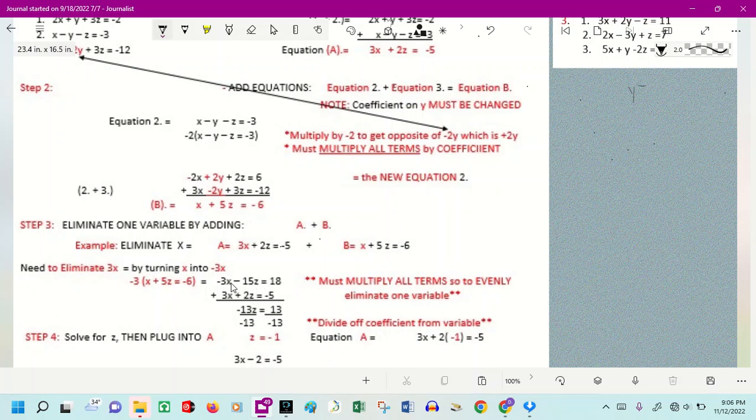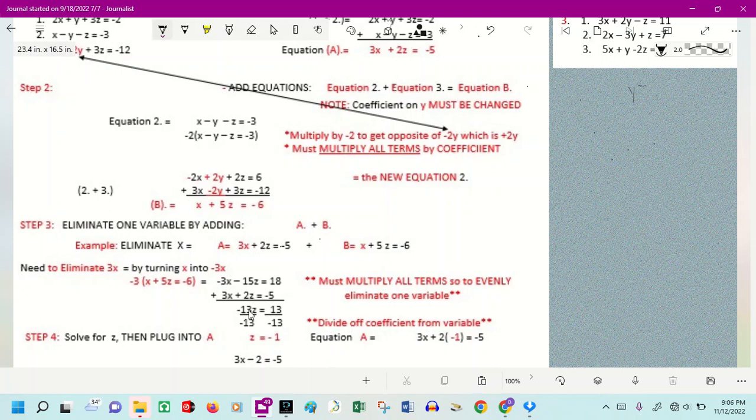And we can now add it to equation A. Negative 3x and a positive 3x cancel out to 0. That's what we wanted. We have a negative 15z with a positive 2z. That leaves us with a negative 13z. Bring down the equal sign. 18 with a negative 5 is a positive 13. So now our new equation is negative 13z equals 13.